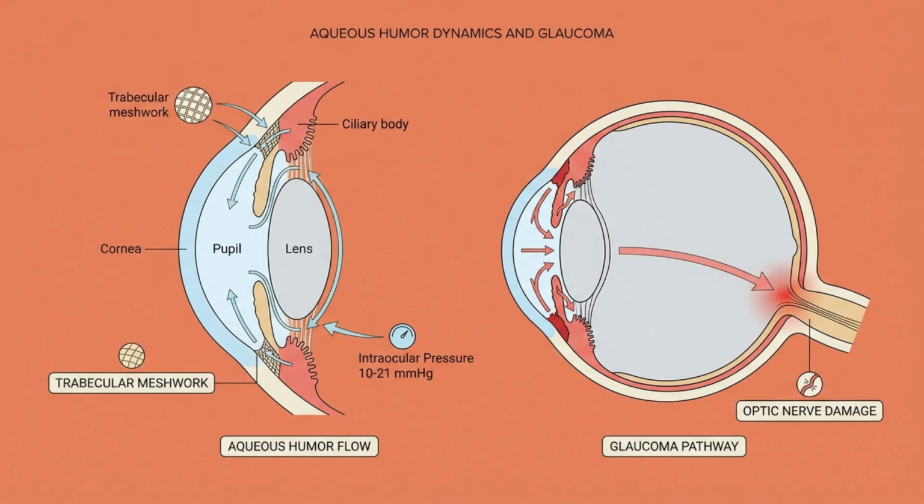Healthy intraocular pressure sits between about 10 and 21 millimeters of mercury. When the drainage system becomes partially blocked and the pressure climbs beyond that range, the optic nerve at the back of the eye begins to suffer. That condition is glaucoma, and it can destroy vision silently, with no pain, before the patient is aware anything is wrong.